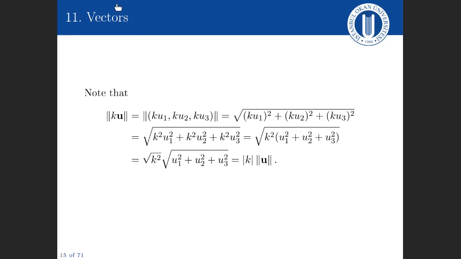Now note the norm of (ku1, ku2, ku3). We can calculate this using our formula for the norm. That, of course, is the same as the square root of (ku1) all squared plus (ku2) all squared plus (ku3) all squared.